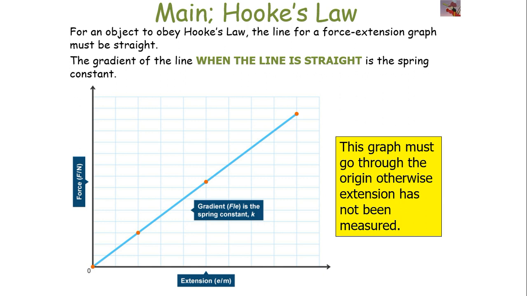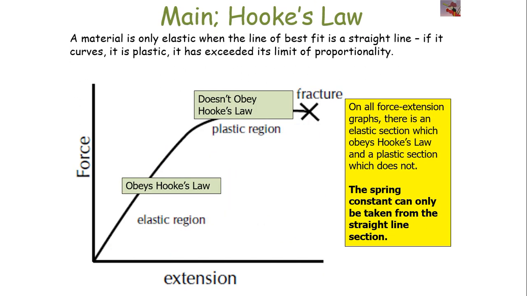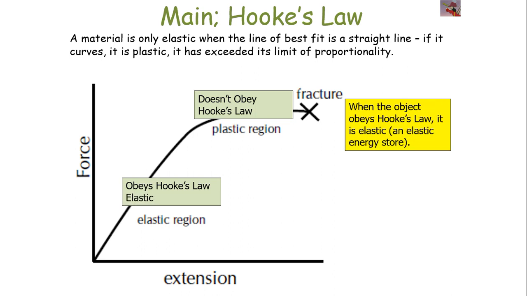Now, just to clarify, for an object to obey Hooke's law, the line for your force extension graph must be straight. And the gradient of the line, when the line is straight, is the spring constant. And remember, the line has to go through the origin, otherwise extension is not being measured. Now, like we mentioned before, when the force extension graph shows a straight line through the origin, the material is acting as an elastic, it obeys Hooke's law. If it's starting to curve, it no longer obeys Hooke's law, it's acting as a plastic. It has exceeded its limit of proportionality.